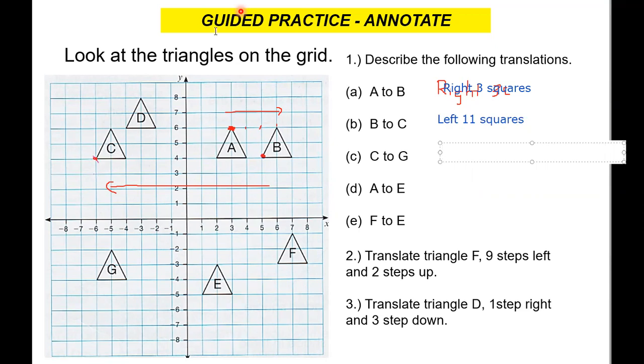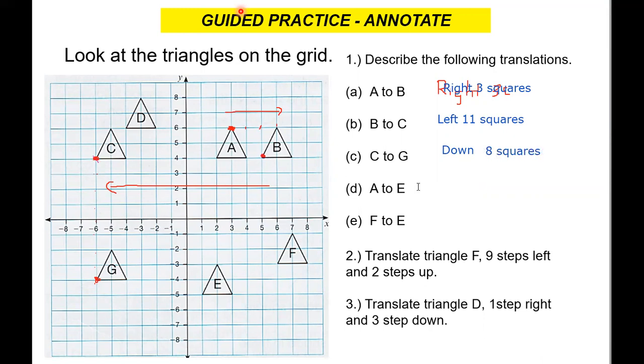Next. C. So C, we'll use this one to G. Okay. So from C to G, it is very clear that it is down. So down, let's count. 1, 2, 3, 4, 5, 6, 7, 8. So down 8 squares.